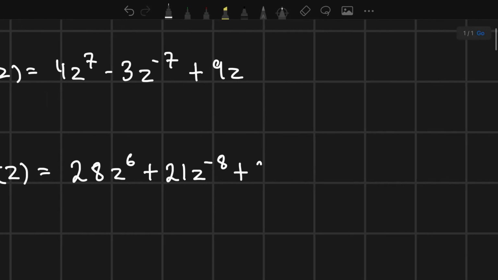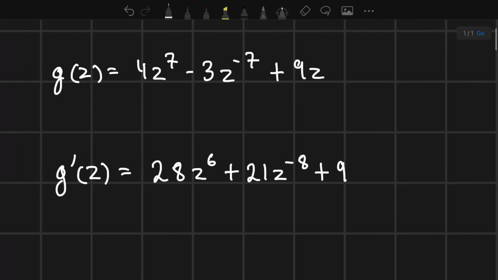And then we would just get plus 9 because z has an imaginary power of 1. 9 times 1 is 9. And the power that the z has, which is 1, so 1 minus 1 is 0, so just the variable is gone.